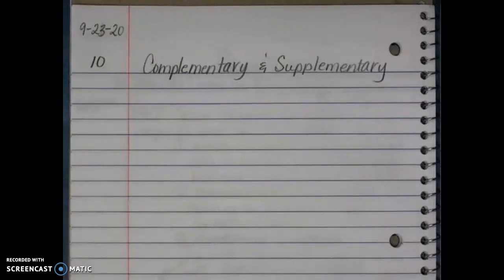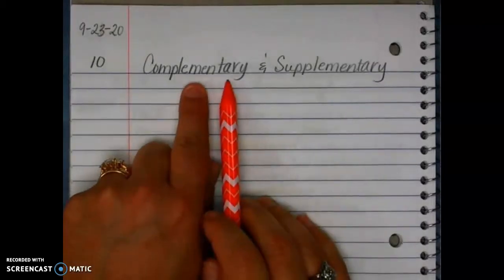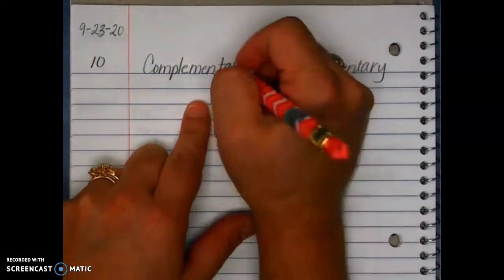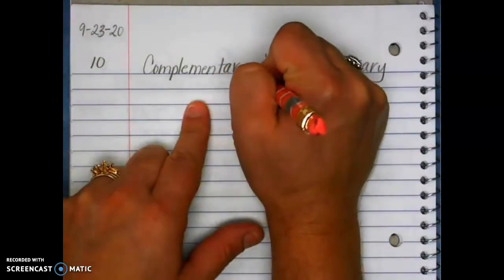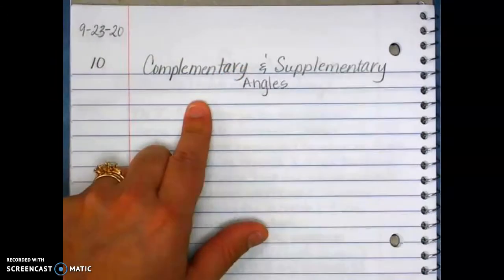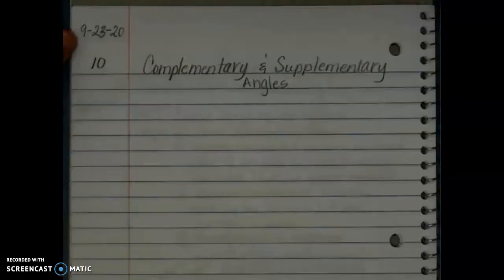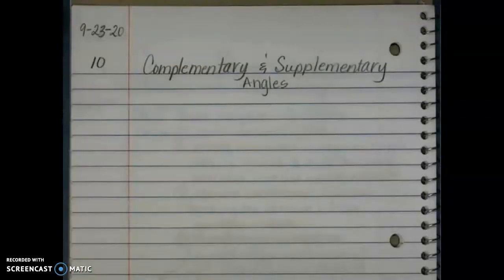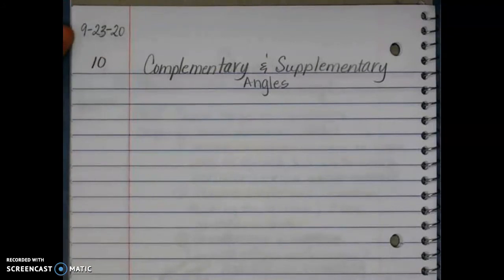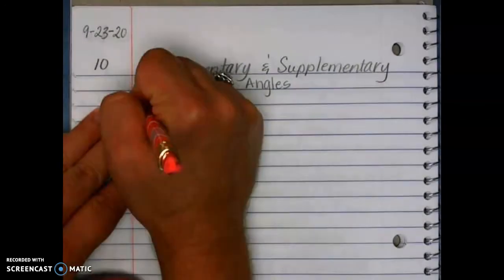Hi, good morning. Today we're going to take notes on complementary and supplementary angles. Okay, and I am taking these notes on 9/23/20. You are welcome to use the same date or to add your own date, and this is page 10 of my notes journal. Today's essential question.